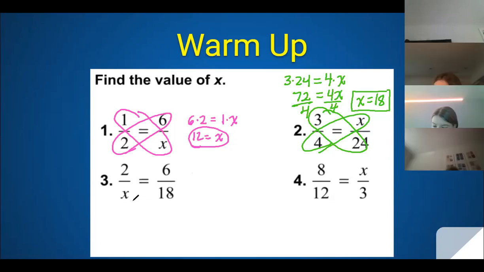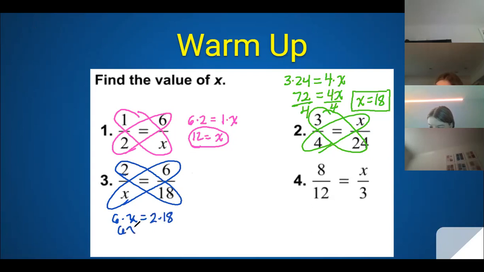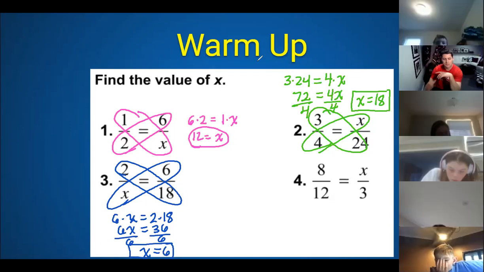You would cross multiply 2 and 18 and 6 and x. All right, so that would be 36 equals 6x. Okay, and then you would divide 6 on both sides to get 6 equals x. Very good. Okay, who's going to take us home on the last one here?